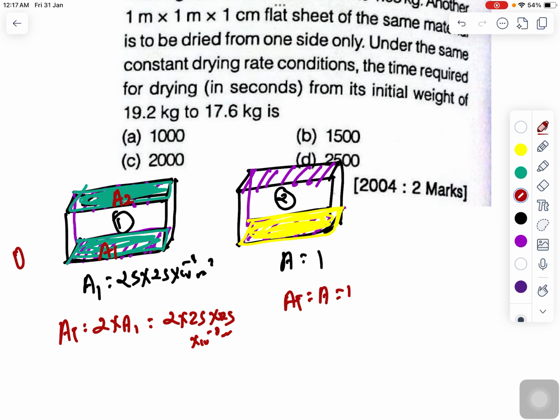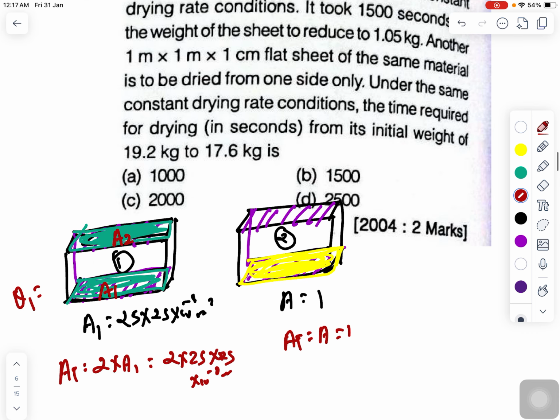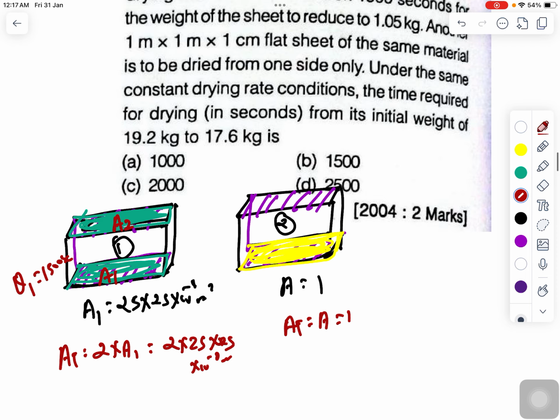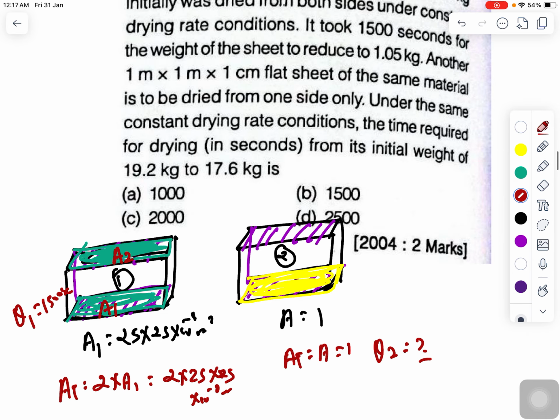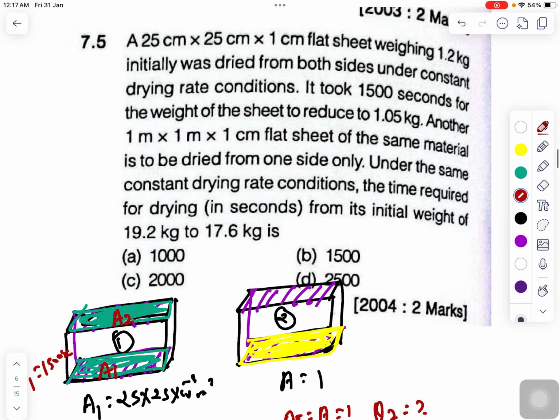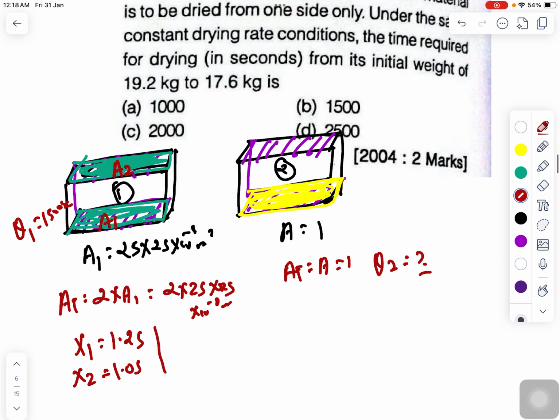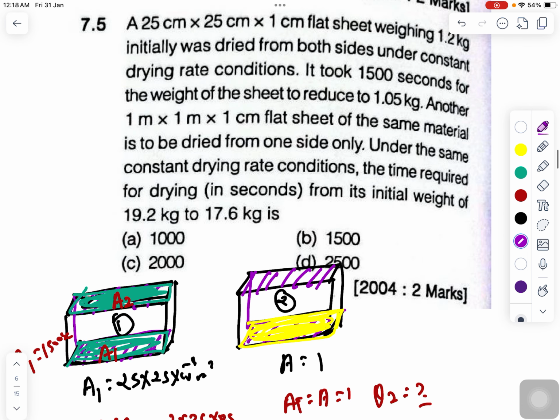And in this particular case theta 1 is given to you, and that is equal to 1500 seconds. And here you are supposed to calculate theta 2, but here the moisture content is being reduced from x1 to x2, so 1.25 to 1.05. So here x1 is 1.25 and x2 is 1.05. And here it is being reduced from x1 dash equal to 19.2 and x2 dash equal to 17.6. Okay, so this is a very simple question now.